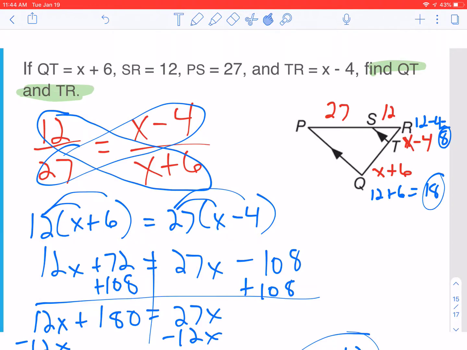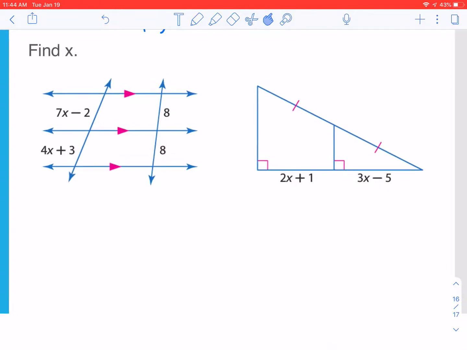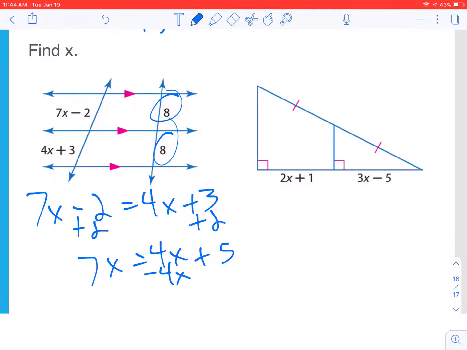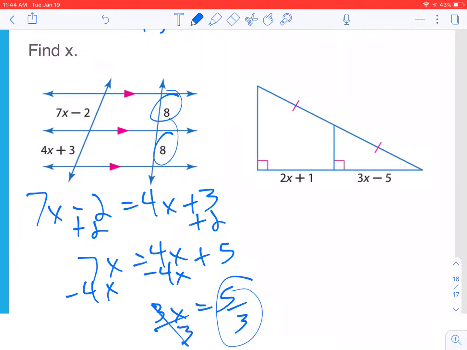All right, last slide. Okay, up here, since these two are equal, we just do 7x minus 2 equals 4x plus 3. I'm going to add 2. 7x equals 4x plus 5. Subtract 4x. 3x equals 5. Divide by 3. And we're just going to say x equals 5/3.